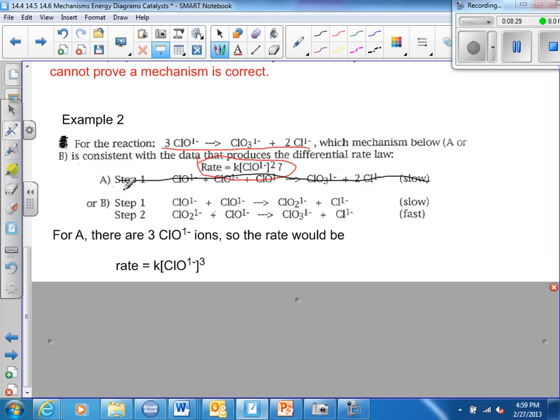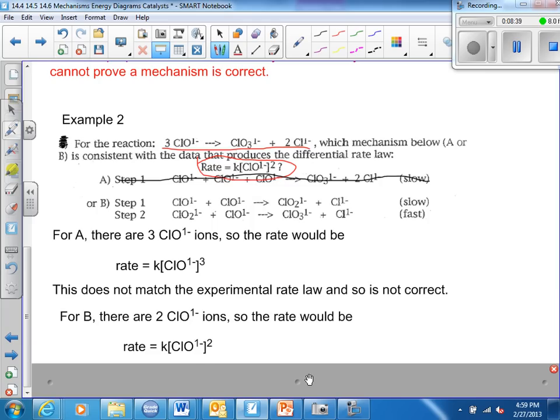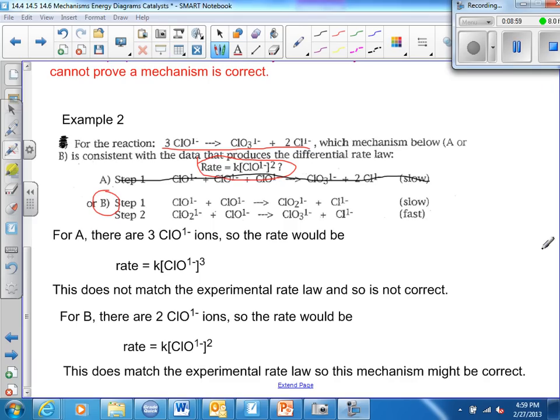Now the other one, let's see. Based on this mechanism, mechanism B, the first step is slow, so our rate would be K times ClO1 minus times ClO1 minus. So we'd get K ClO1 minus squared. And that does match the experimental rate law. So that tells us that mechanism B is consistent with the rate law. It doesn't mean it's the exact mechanism, but it is a consistent mechanism. This matches the experimental rate law, so the mechanism might be correct.